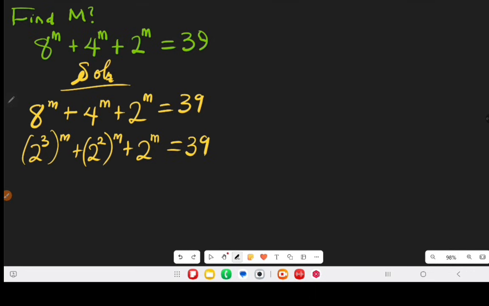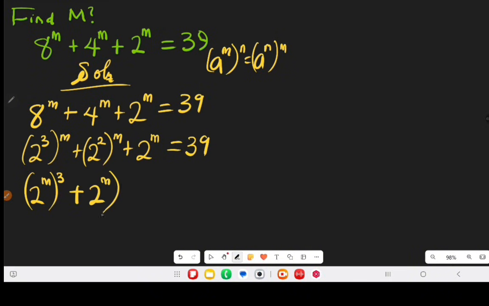Now we can interchange the power. For instance, a raised to the power of m times n is the same thing as a raised to the power of n times m. We just interchange the powers. This can be presented as 2 raised to the power of m, all raised to the power of 3, plus 2 raised to the power of m, all raised to the power of 2, plus 2 raised to the power of m equal to 39.